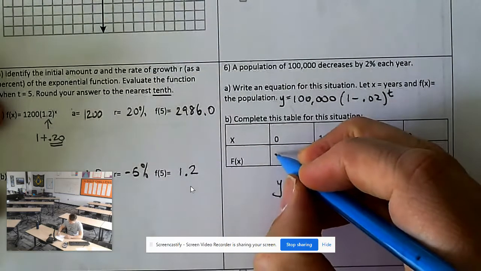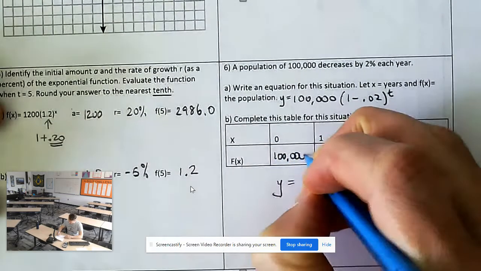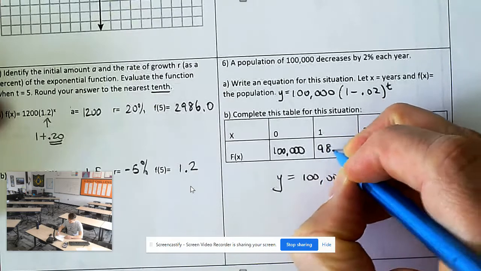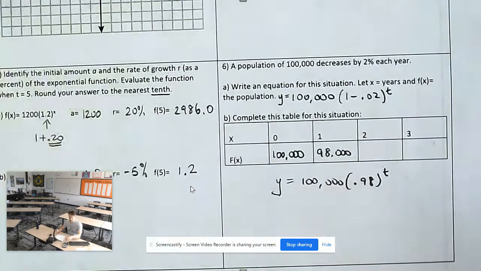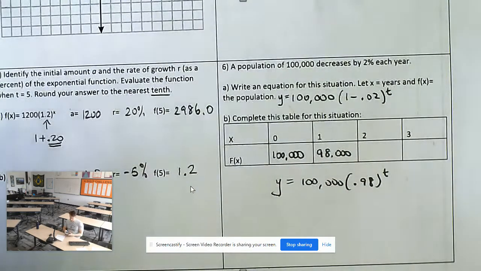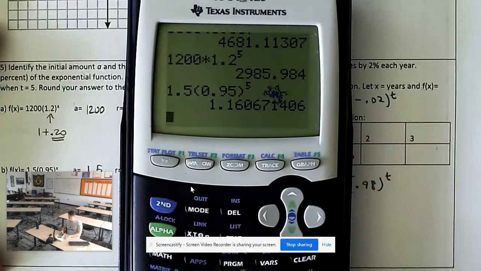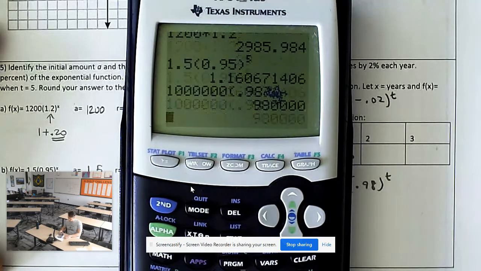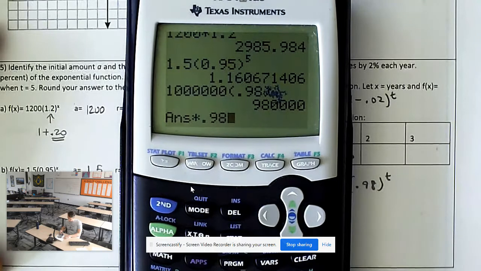So obviously we'll start with 100,000. That one I can do in my head. Then if it loses 2%, well, it's going to go to 98,000. That one we can still do in our head. And now finding 2% of 98,000 is a bit of a chore, so forget that. So I'm going to kind of do this in my calculator. Times 0.98. And that's, of course, the first number, times 0.98 again.